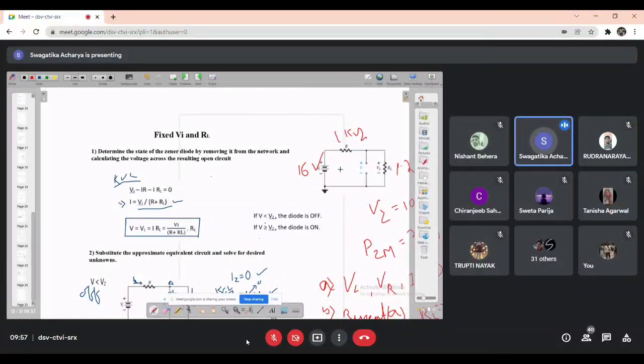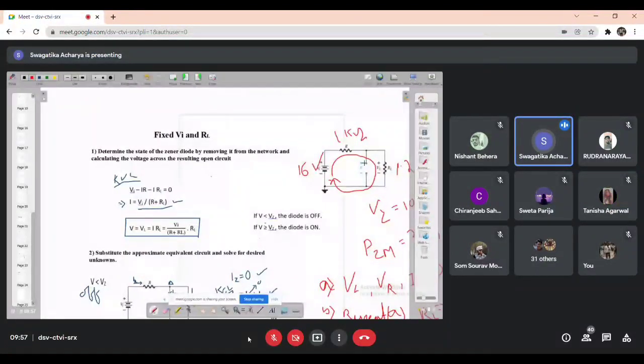So values are already given. What you have to do is apply KVL. What will be the loop? Vi, then this will be your I into R. Now again, by using this RL path, it will come back, this is the loop. Will there be current in this path? No, because it is an open circuit.